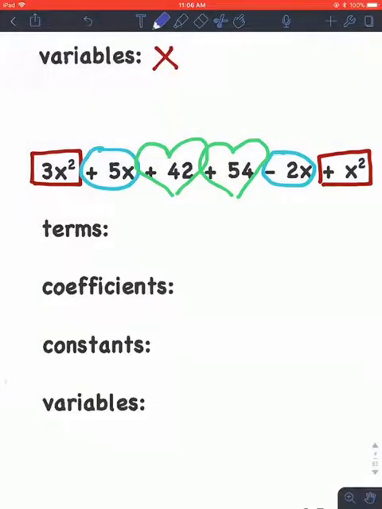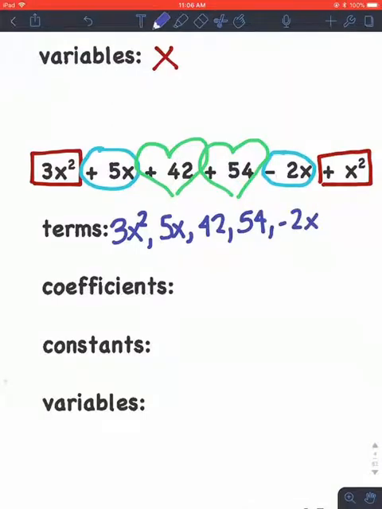Terms would just be listing out each of the individual things that I have in my shapes. So 3x squared, 5x, 42, 54, negative 2x, and x squared. The fact that we have the negative sign in there with the 2x makes it really obvious to us that the term is negative 2x. Without the chunking, it's hard to see that it's negative. Once you have the chunking, though, it's super easy.